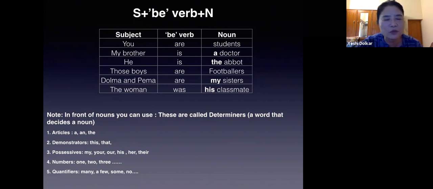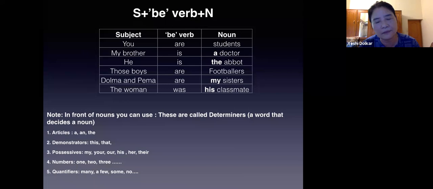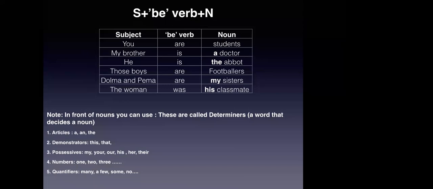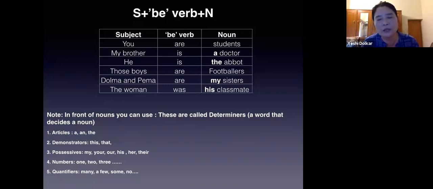Okay, so you will find these words down there: determiners, articles, demonstratives, possessives, numbers, quantifiers. All right, so they usually come in front of a noun. They're called determiners because they determine a noun. They decide something about a noun, all right? Okay, so let's move on to the next part.